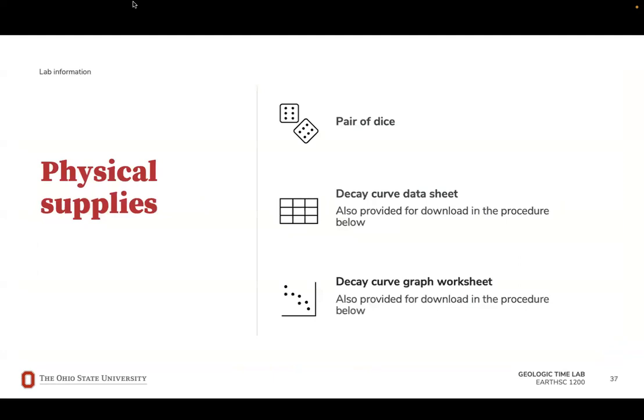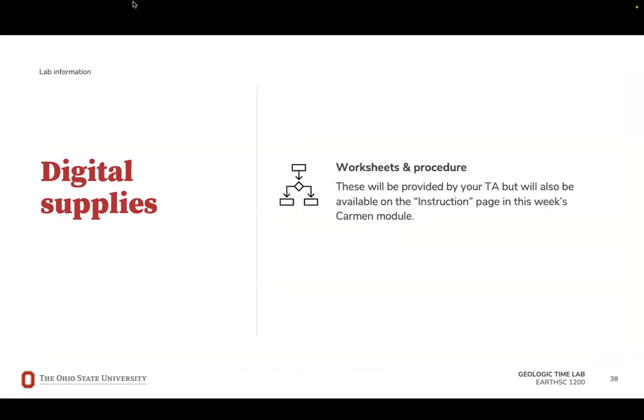You will be provided with a pair of dice, a decay curve datasheet, and a decay curve graph worksheet. Both the datasheet and the worksheet are available for download on the instruction page of this week's Carmen module. The procedure and worksheets will be provided by your TA, but these will also be available on the instruction page in this week's Carmen module.